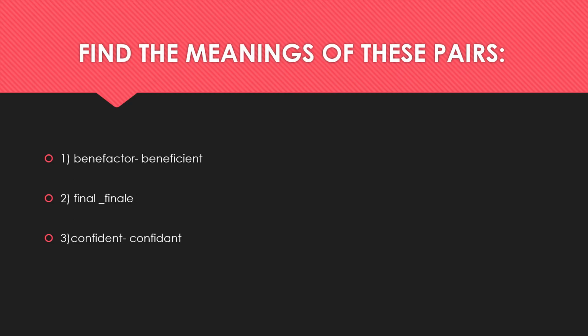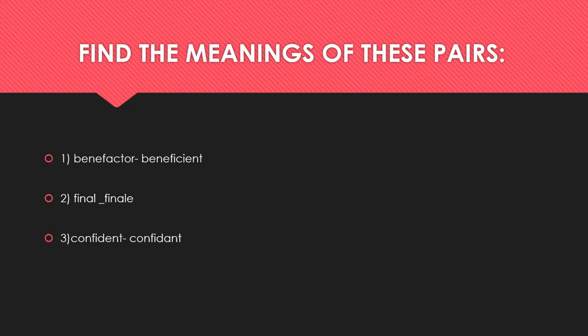Now let us take the words given in exercise B1. The first pair is benefactor, beneficent. Second pair, like artist and artiste, it is final and finale. There's only a difference of E. Third pair, confident and confidant. Now here also only one letter is different. You have D-E-N-T in the first one and D-A-N-T in the second one.